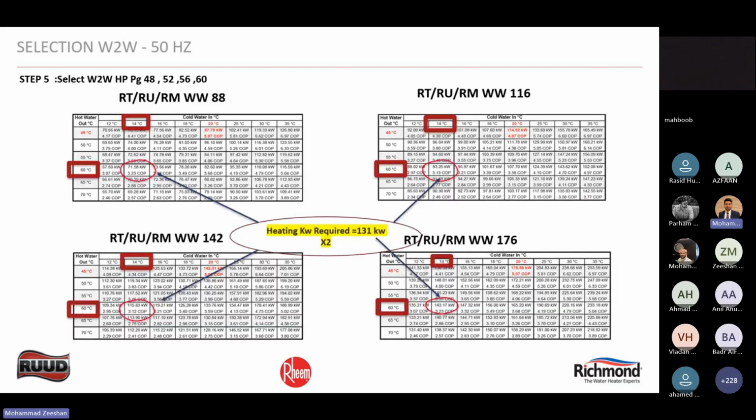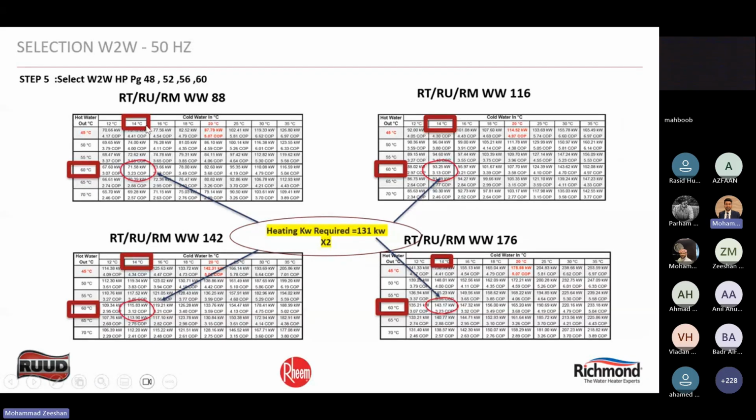Similar to our air to water tables, you have water to water tables as well. If you are on a 50 hertz catalog, refer to pages 48, 52, 56, and 60. You have a table like this. You have cold water in as the x-axis, which is the primary side temperatures. You have hot water out, which is the secondary side temperature that you are desiring.